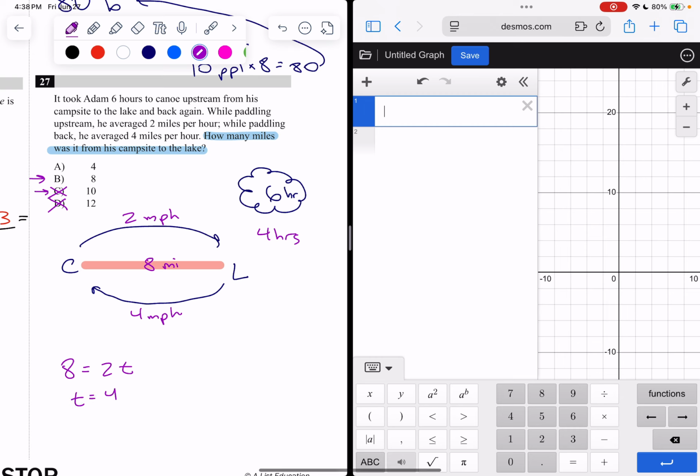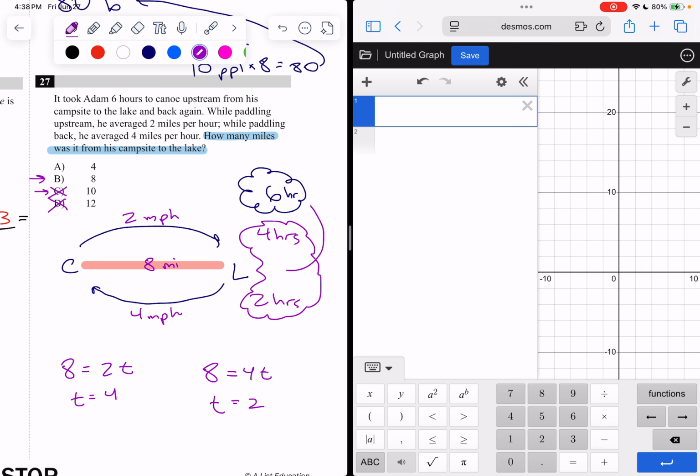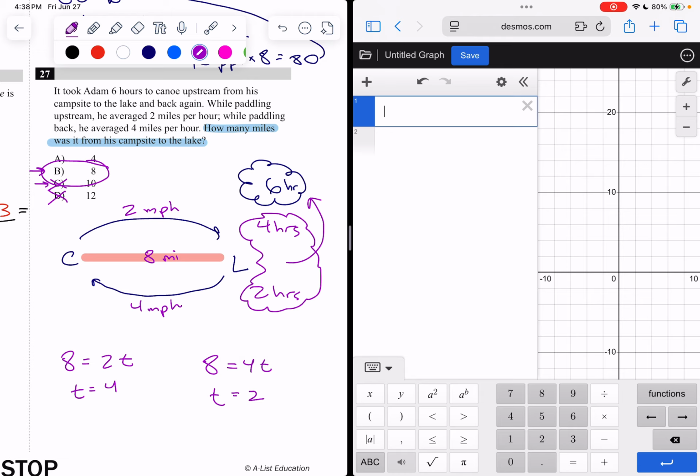And on the way back, I'm going 8 miles at 4 miles an hour, which means I'm going to go 4 miles and then another 4 miles. That's a total of 8 miles. That'll take me 2 hours. Or again, with distance equals rate times time, 8 equals 4t, and we'll find out that t equals 2. Now, if I put that total time together, 4 plus 2, that is 6. It worked out perfectly. So this is our answer.